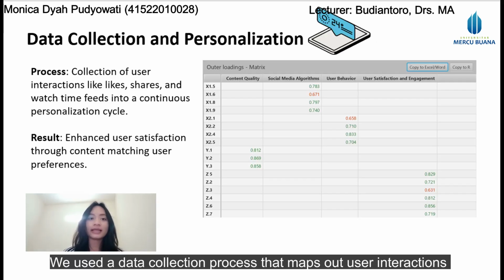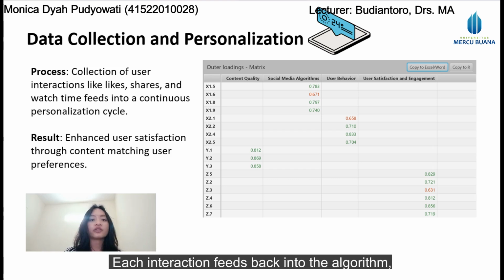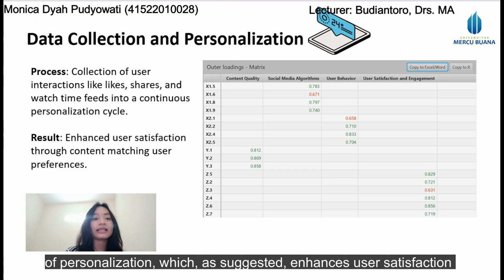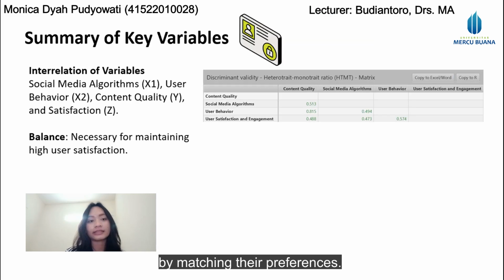We use a data collection process that maps out user interactions such as likes, shares, and watch duration. Each interaction feeds back into the algorithm, refining the recommendation and creating a continuous cycle of personalization which, as suggested, enhances user satisfaction by matching their preferences.